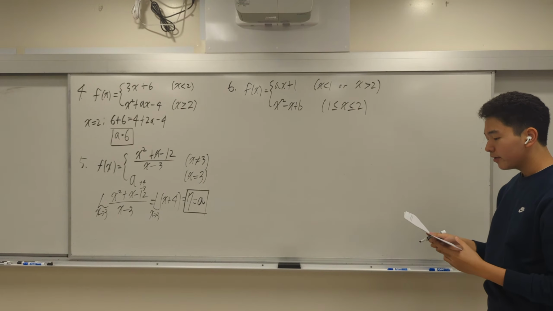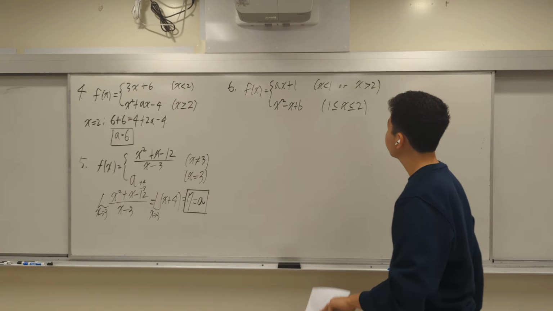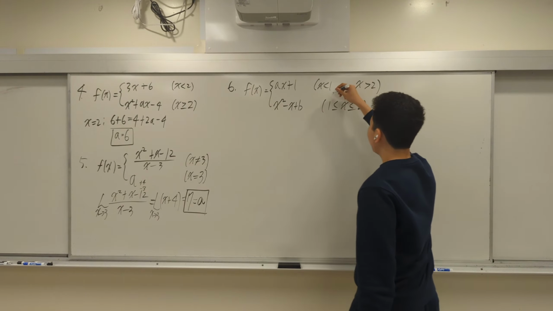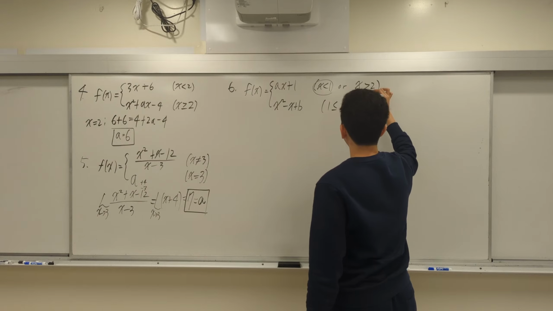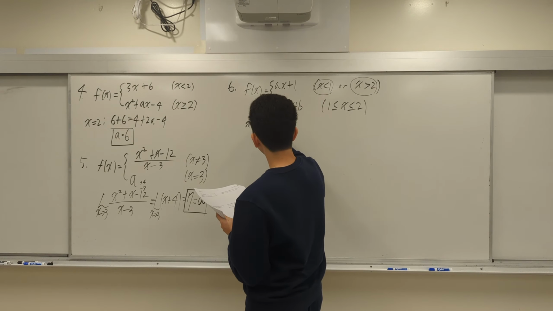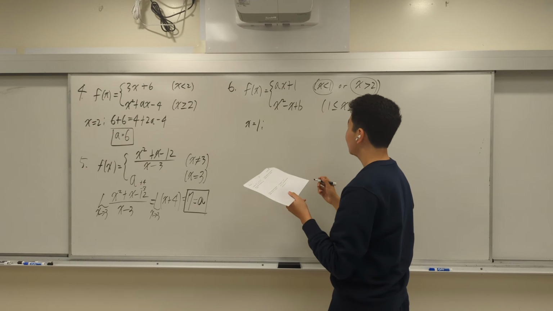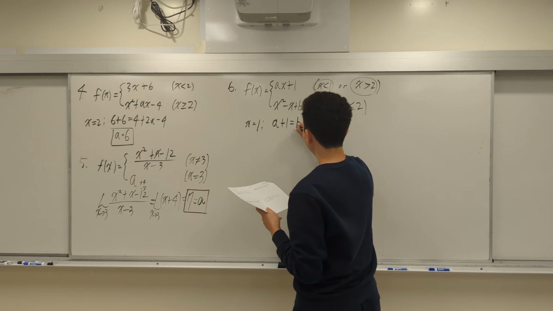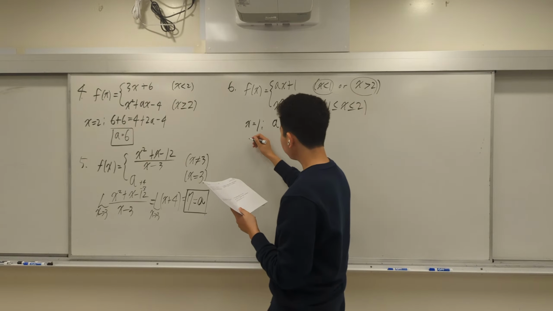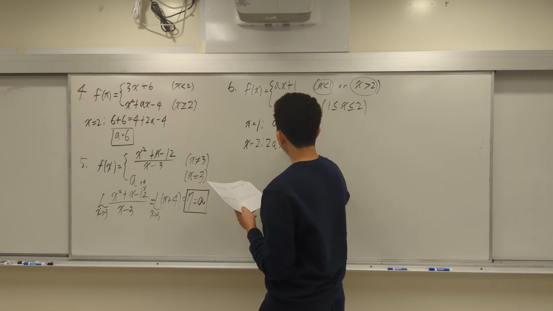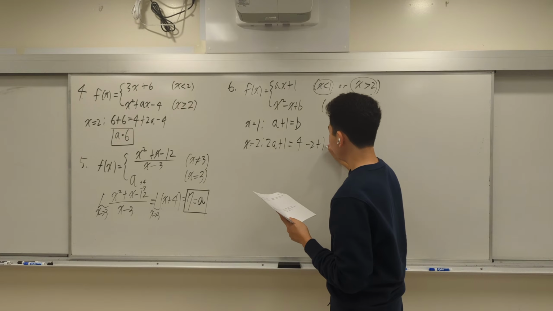Find a times b. Okay, so what we want to do is consider where this function might have discontinuous points. Obviously, since these are polynomials, the boundaries that we need to look at are 1 and 2. So at x equals 1, the left and right hand limits must equal each other. So let's plug in 1. A plus 1 equals 1 minus 1 plus b. So that gives us this relationship. And at x equals 2, 2a plus 1 equals 4 minus 2 plus b.